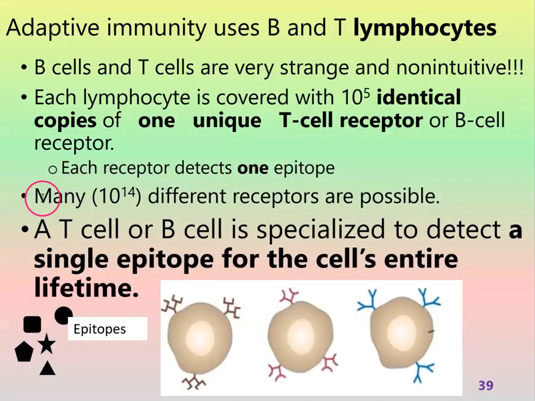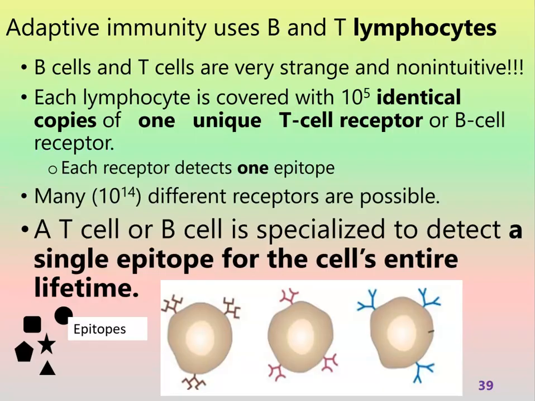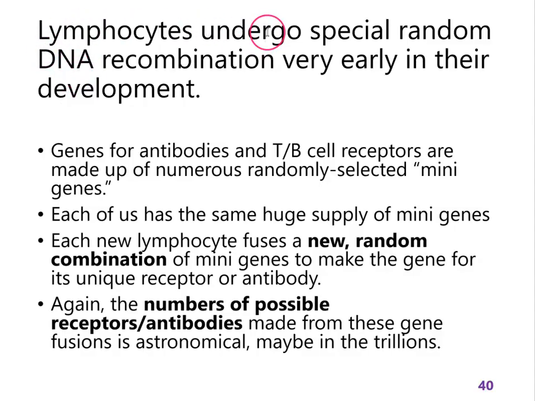So there's something special I want to show you on the next slide before we finish all this. This here, about how many different receptors are possible, it makes more sense when you look at the next slide, because lymphocytes generate their receptors using a special random DNA recombination event. So early in their development, they take the DNA that encodes their receptors, and in a very specific way, they randomize it. They have little mini genes, and they select from those mini genes, and they put them together in new ways to make their receptor.